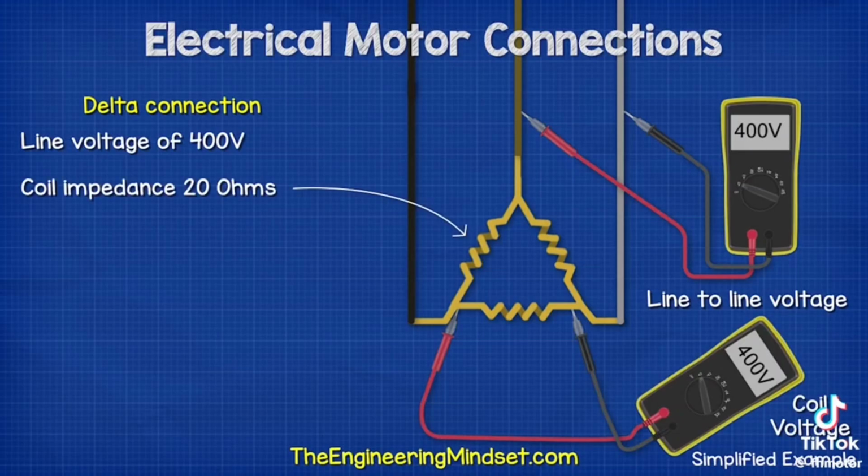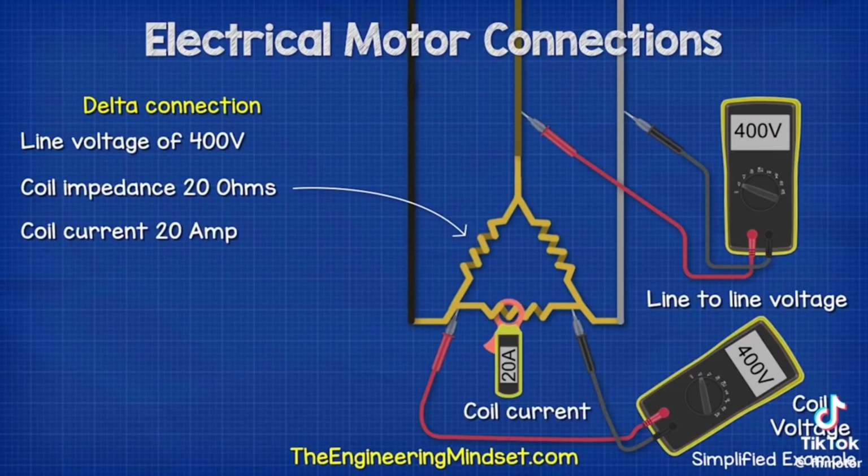Now, if we measure across the two ends of a coil, we again see the line-to-line voltage of 400 volts. Let's say each coil has a resistance, or impedance as this is alternating current, of 20 ohms. That means we will get a current reading on the coil of 20 amps. We can calculate that from 400 volts divided by 20 ohms, which is 20 amps.